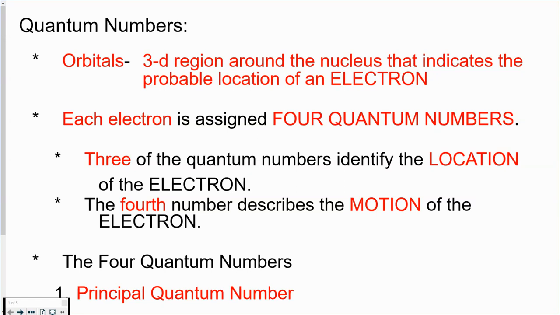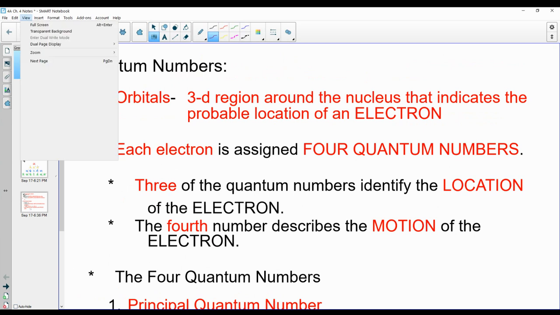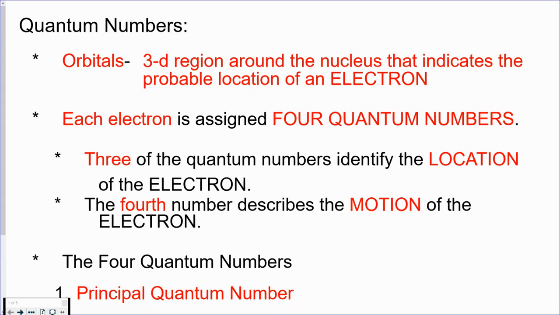We've got quantum numbers. It's chapter 4, section 2. So, what do quantum numbers represent? What do they tell us? Well, they're talking about orbitals. When we're talking about orbitals and quantum numbers, an orbital is a three-dimensional region. So it's actually like an orb or a sphere that we're talking about.